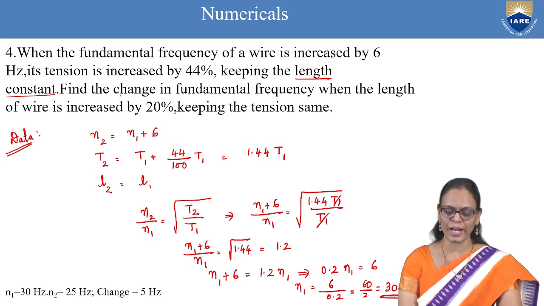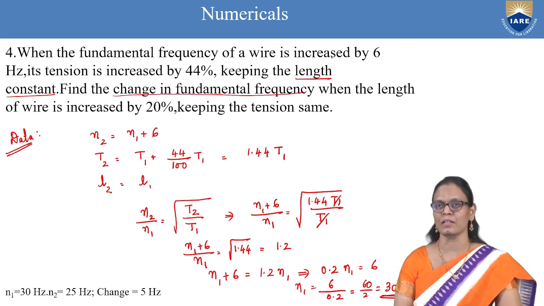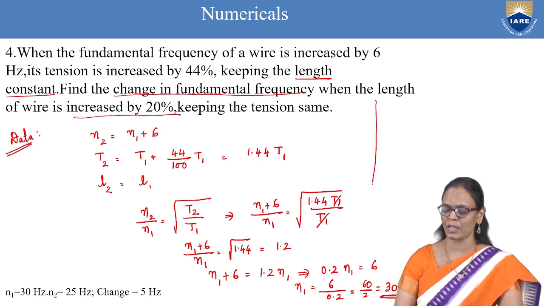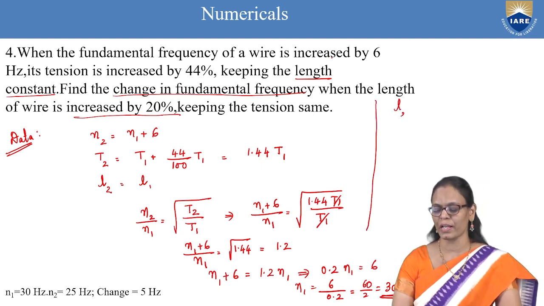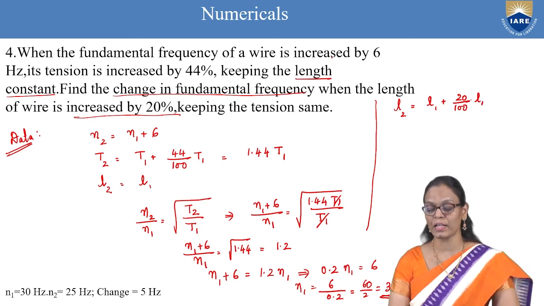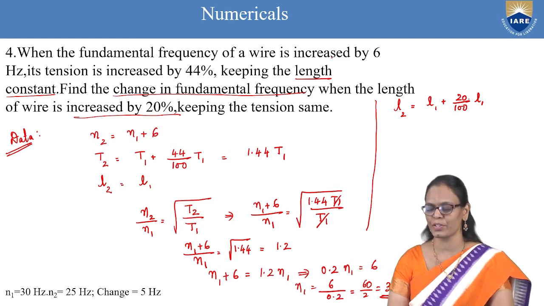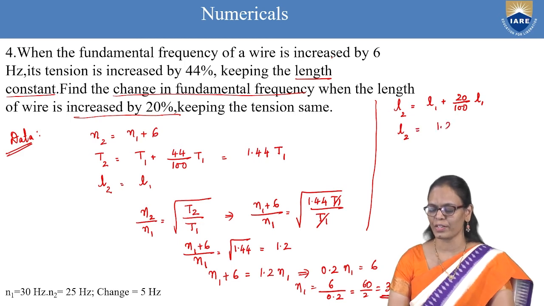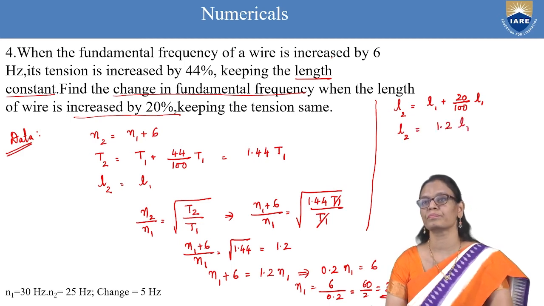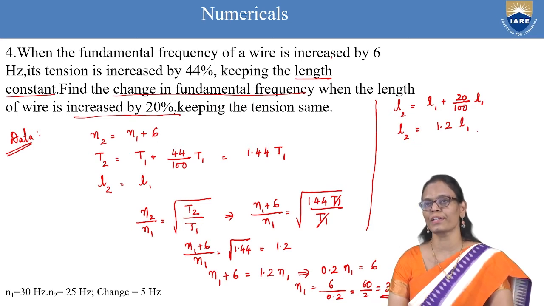Now what they are telling, find the change in fundamental frequency, means the frequency is going to change when the length is increased by 20%. So now the length is going to increase by 20%. So it will be L1 plus 20% of L1. 20 by 100 is what? 0.2. So I can write this straight away as 1.2 L1. L2 is equal to 1.2 L1.